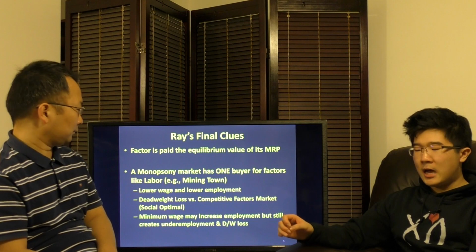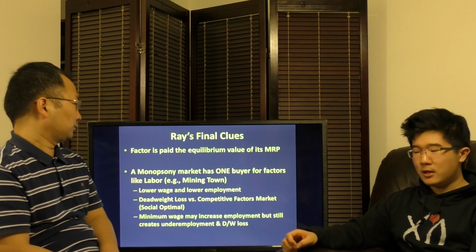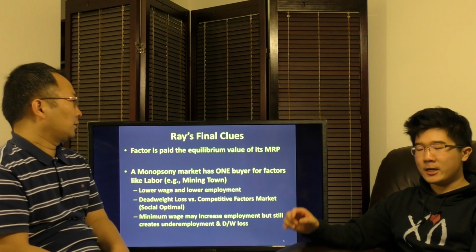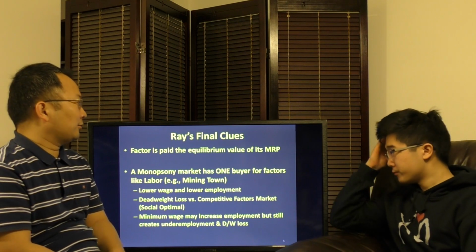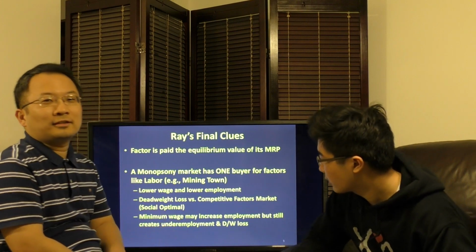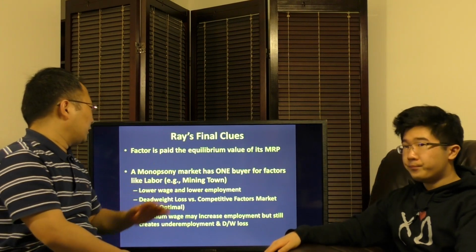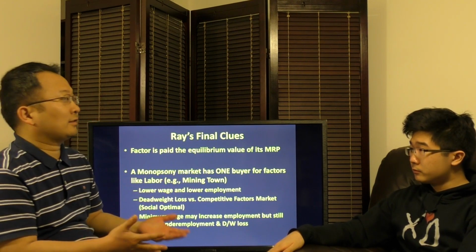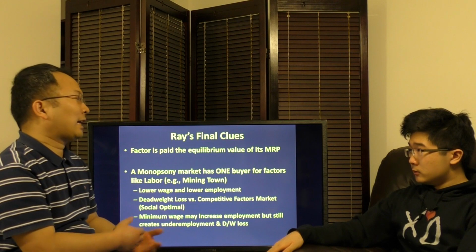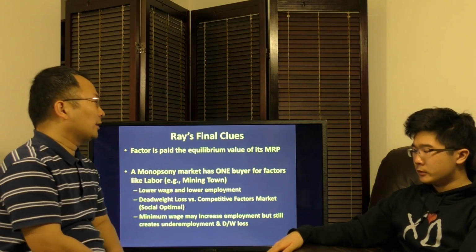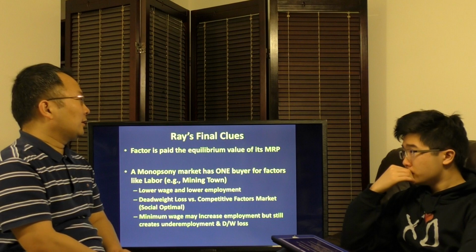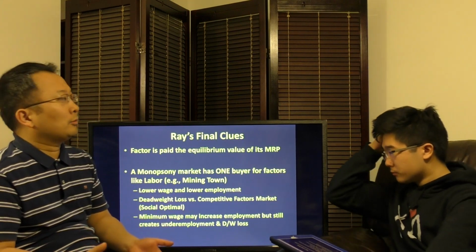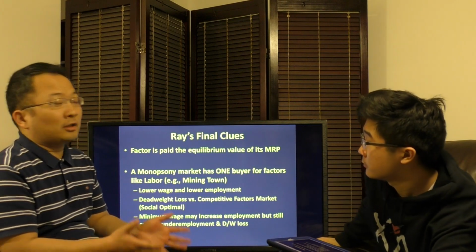And so minimum wages may actually increase employment in a monopsonist market. However, there is still a certain level of deadweight loss and underemployment with the minimum wage. It cannot completely eliminate deadweight loss, as we just discussed. So that's pretty interesting. When we say the factor is paid the equilibrium value of its MRP, it's not necessarily just labor. You could apply the same logic to capital or land factors, and we can still find the key economic principle: marginal cost equals marginal revenue product, which is the optimal economic condition.